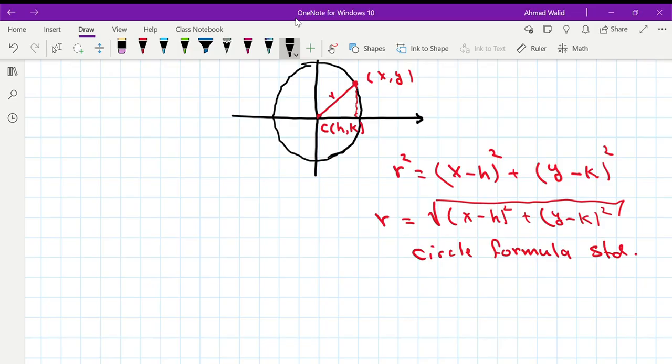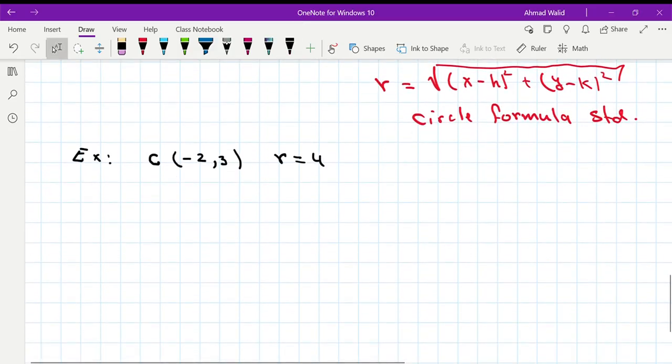Write the standard form of the equation of the circle with the center negative 2, 3. Example, write the equation. The center is given as negative 2, 3 and radius 4. Your radius is 4. Write the equation of the circle in standard form.